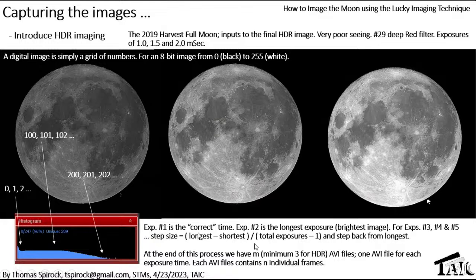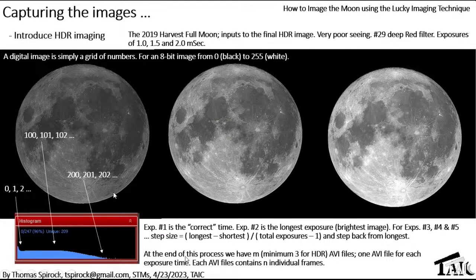3 minus 1 is 2, and 2 divided by (3 minus 1) equals 1. That means the difference from the brightest to this middle is 1 millisecond. That's assuming you want linear steps. There's not necessarily a rule. That's just how I happen to do it.